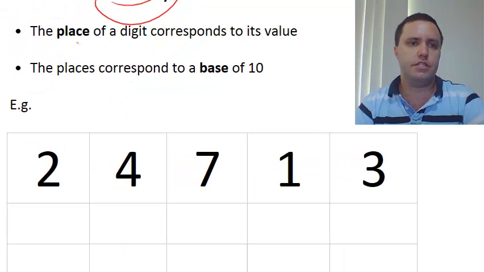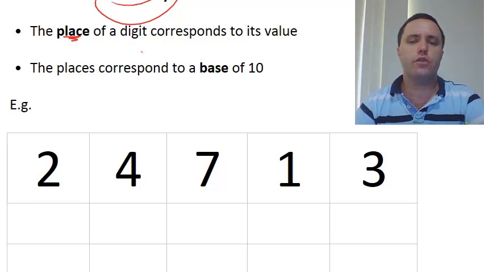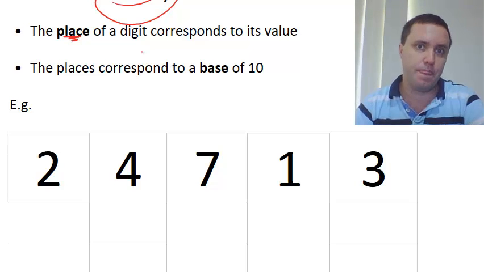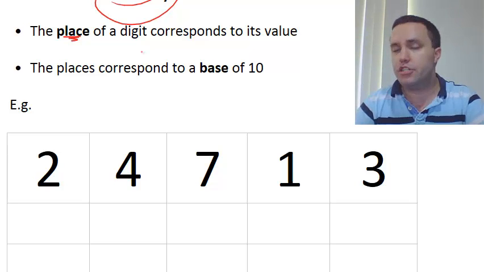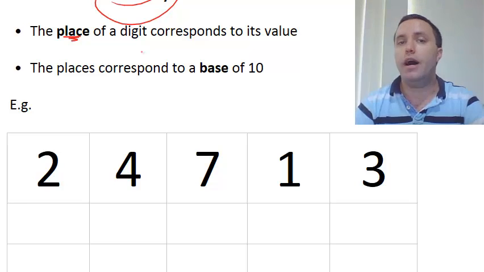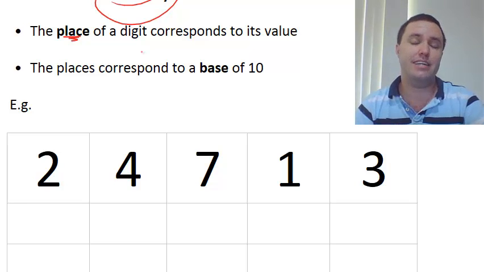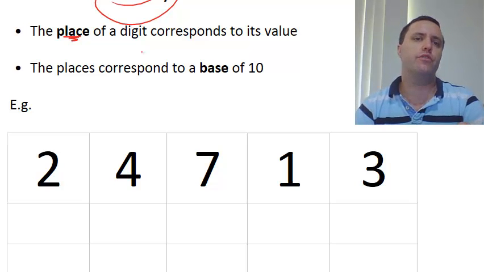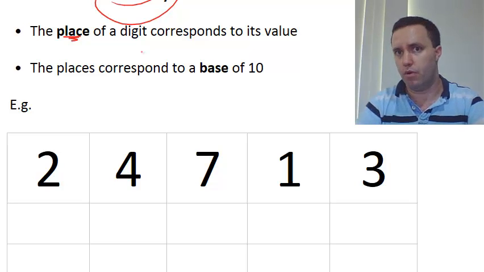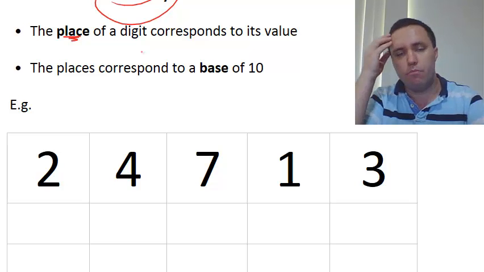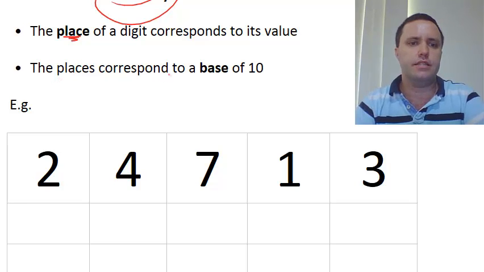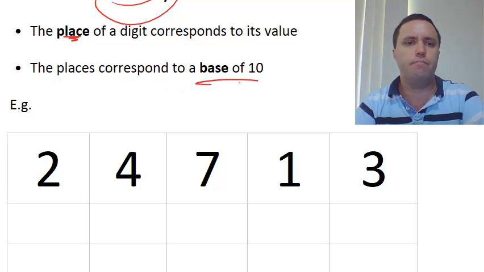In the decimal system, the place of a digit corresponds to the value that that digit carries in that particular number. Some of these definitions might sound a bit weird and long-winded, but it's sometimes hard to put in words a mathematical understanding. It's very important that you learn how to do that, because being able to verbalize something more abstract like numbers helps your mind to understand it a little better. And the places in those numbers correspond to a base of 10.